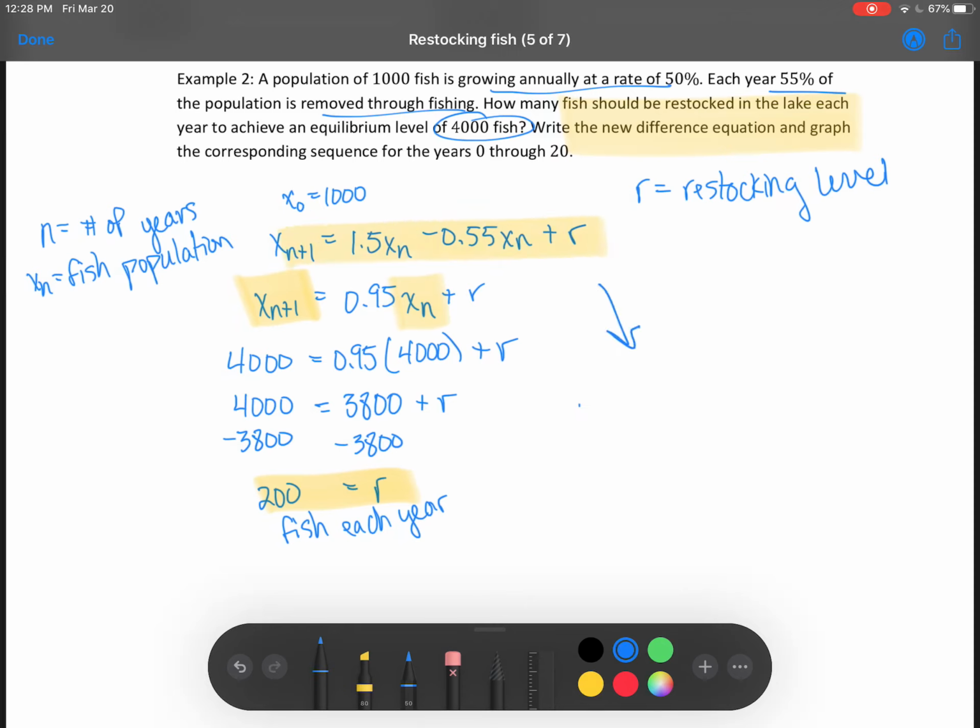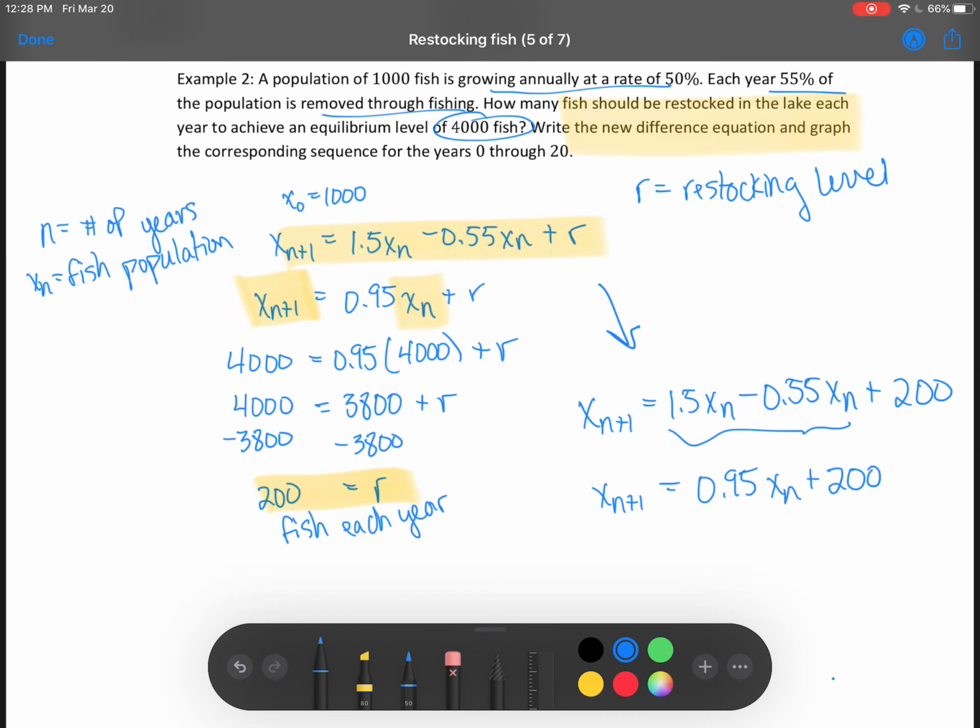So that gives us x n plus 1 equals 1.5 x n minus 0.55 x n plus 200, again, is our R value. Really we should have combined these terms. So we get x sub n plus 1 equals 0.95 x n plus 200. And that is our new difference equation that will reach the equilibrium level of 4,000 fish.